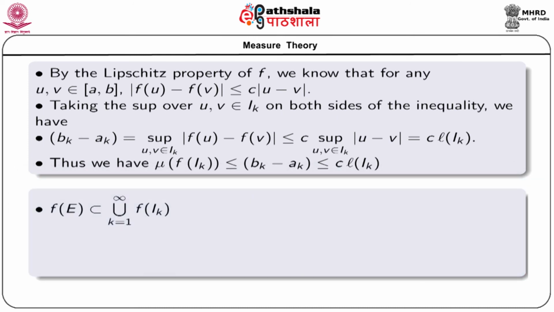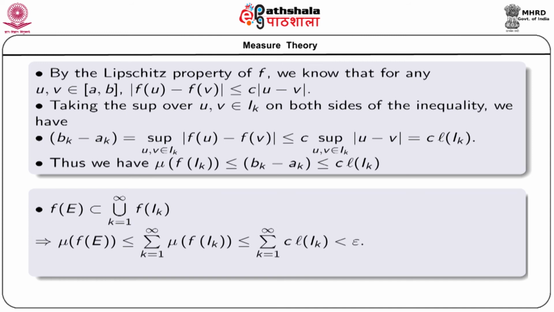But f(E) is a subset of the union over k from 1 to infinity of f(I_k), which implies that the measure of f(E) is less than or equal to the sum over k from 1 to infinity of mu of f(I_k), because the Lebesgue measure is countably subadditive. And this is again less than or equal to the sum over k from 1 to infinity of c times the length of I_k, and this is less than epsilon.